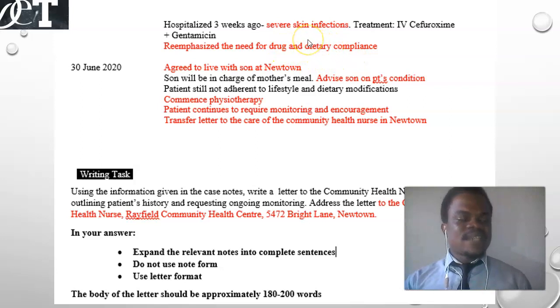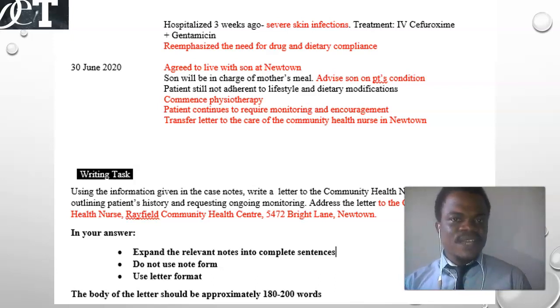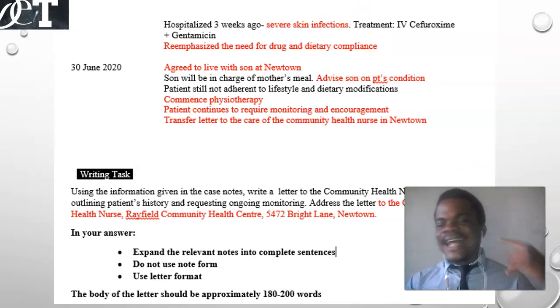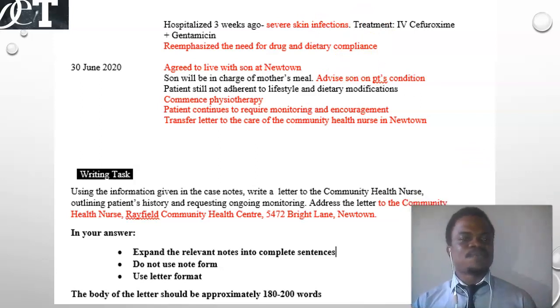So you can now see this patient has had 3 complications. The first was diabetic foot, second was myocardial infarction, and now severe skin infections, all because, as we know, this patient has not been compliant. Due to poor compliance, this patient has developed all these complications. So your medical knowledge is always very important in your OET writing.